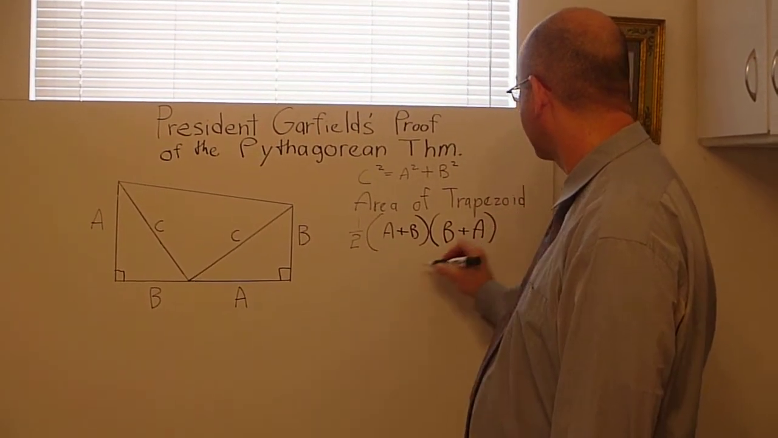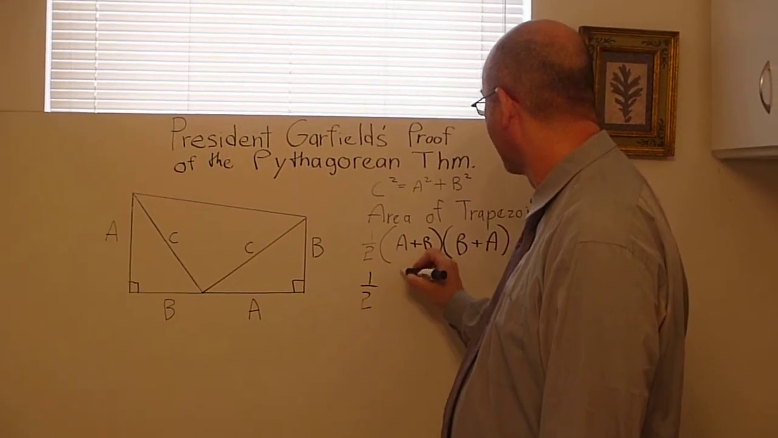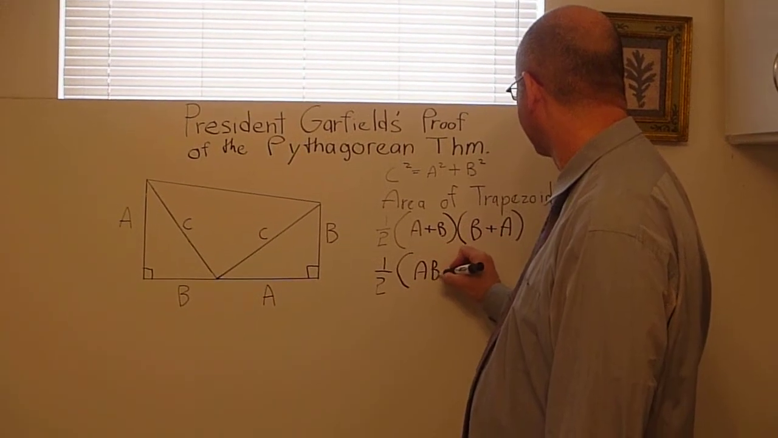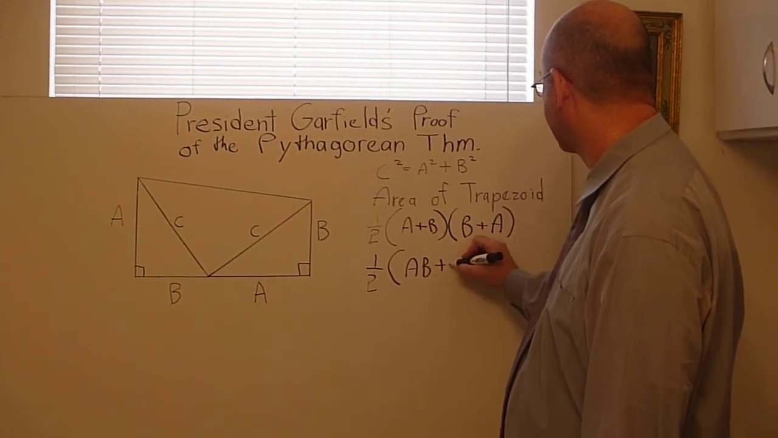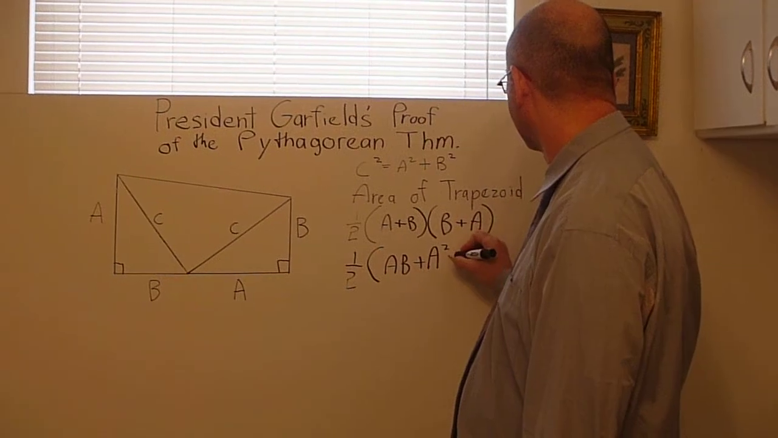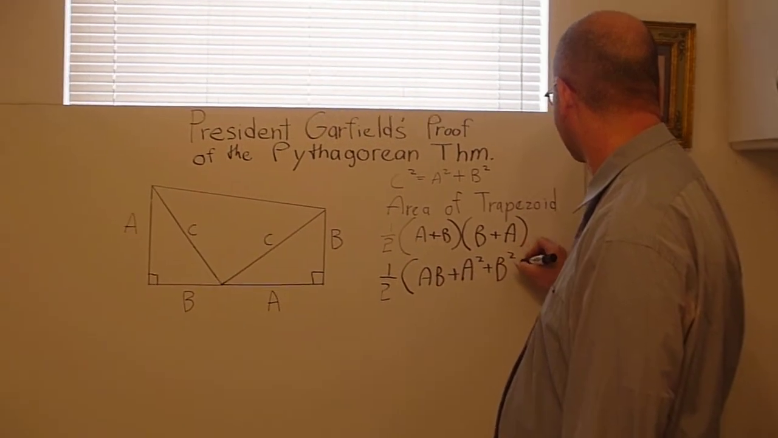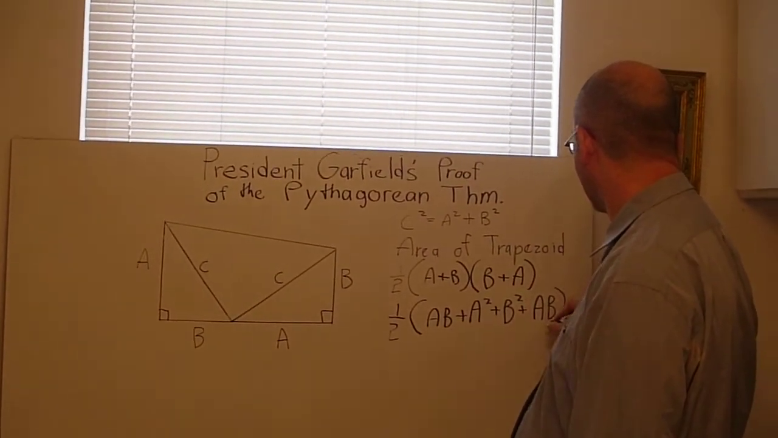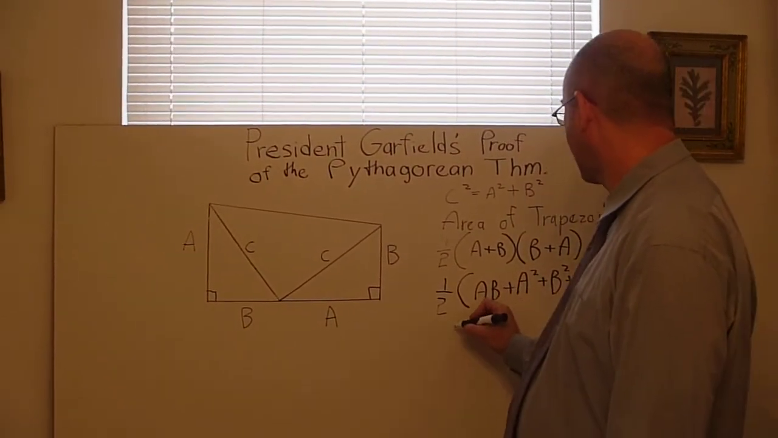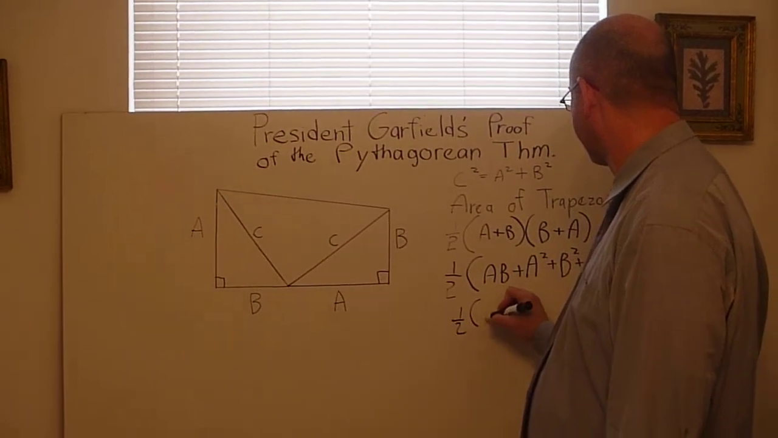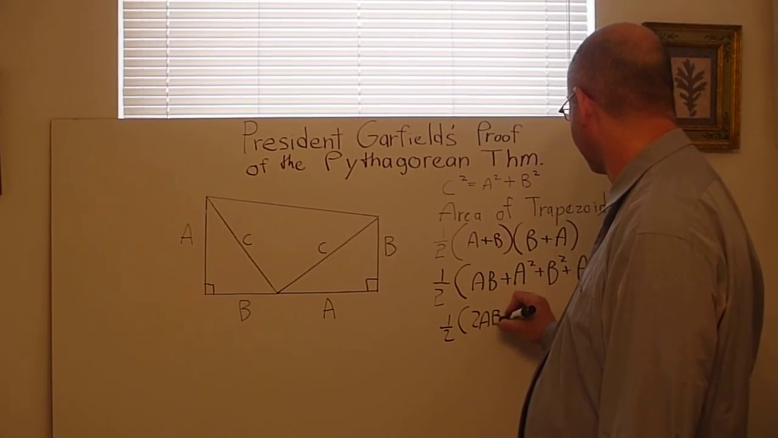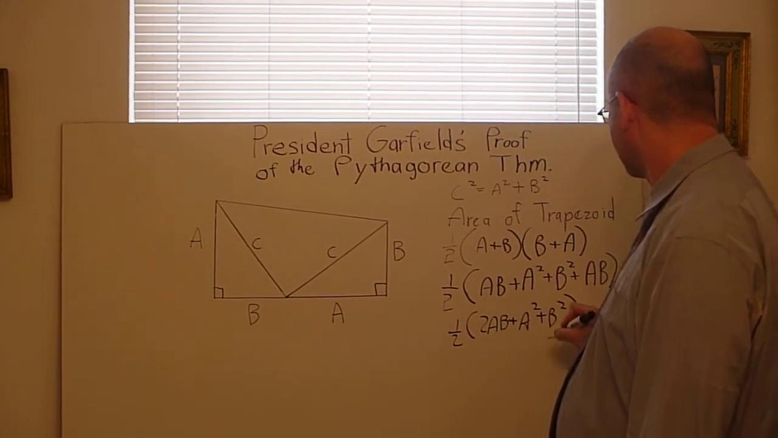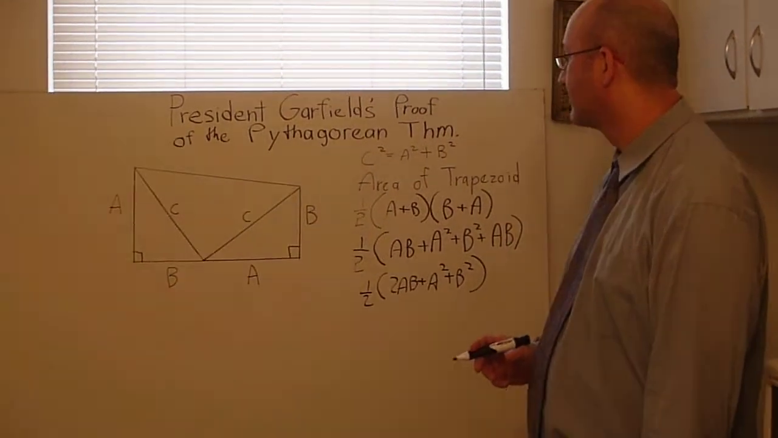And if we multiply this out, we get 1/2 AB plus A squared plus B squared plus AB. Or you could simplify that to 1/2 times 2AB plus A squared plus B squared. So that's the area of the trapezoid.